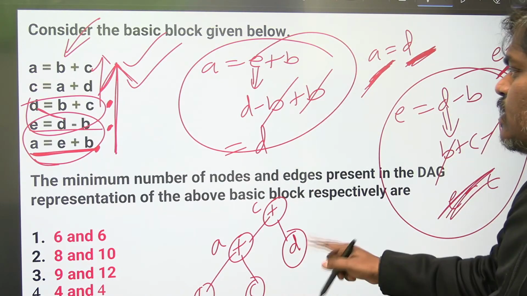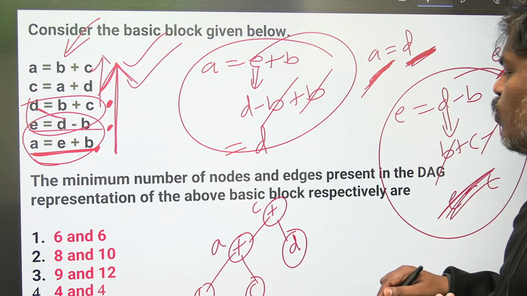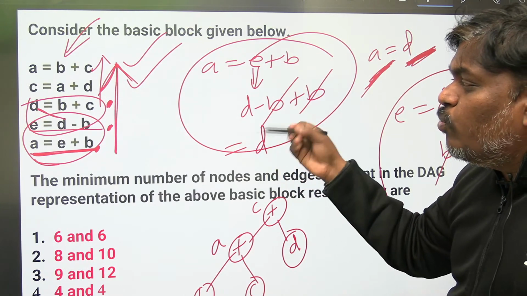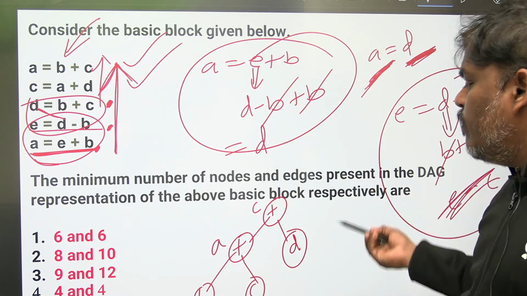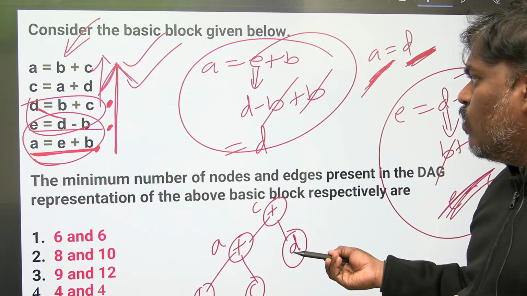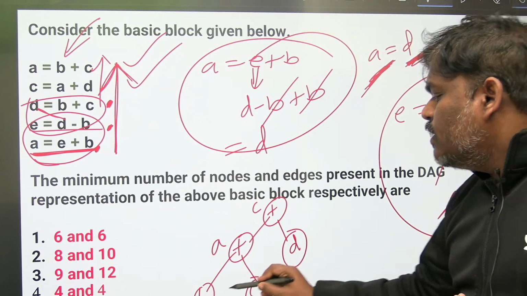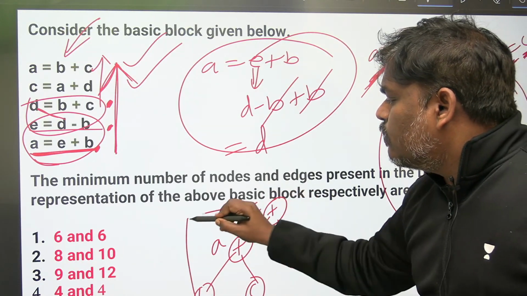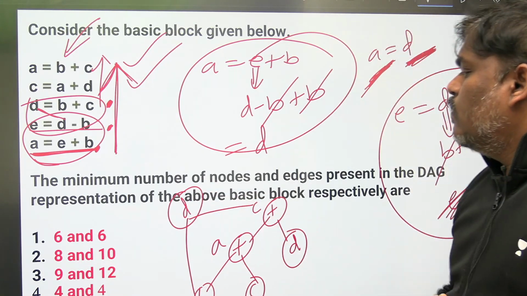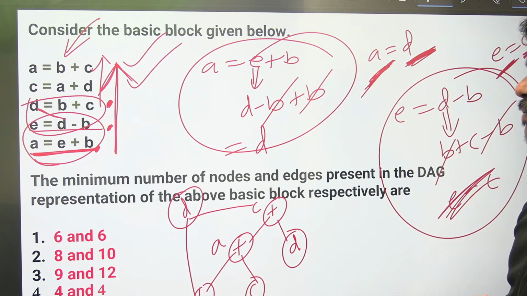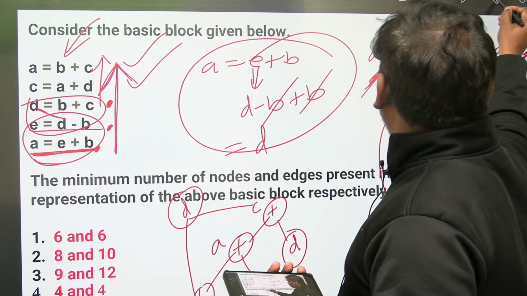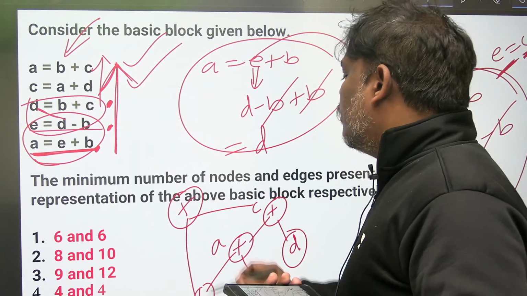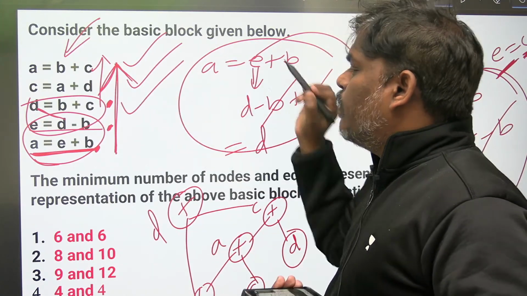Now listen, one more thing. Careful everyone now. D is equal to B plus C. This is B. This is C. D is equal to B plus C. That is also done. This is D. Right? The third one is also completed.